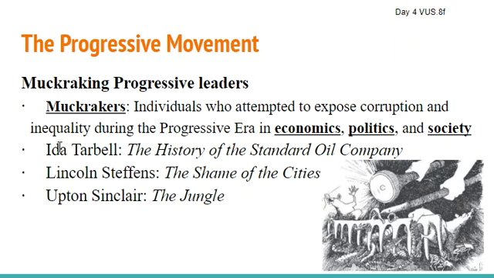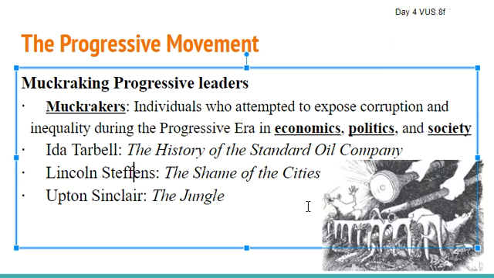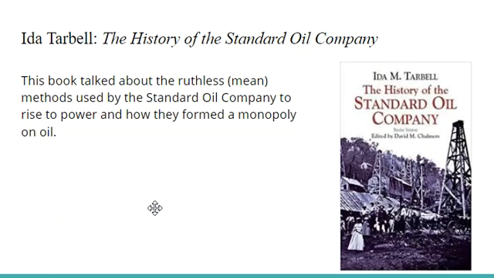And some of the people we're going to talk about are Ida Tarbell, who wrote The History of the Standard Oil Company. The other is Lincoln Steffens, who wrote The Shame of the Cities. And Upton Sinclair, who wrote The Jungle. Ida Tarbell's book talked about the ruthless, which means mean, methods used by Standard Oil Company to rise to power and how they formed a monopoly on oil.